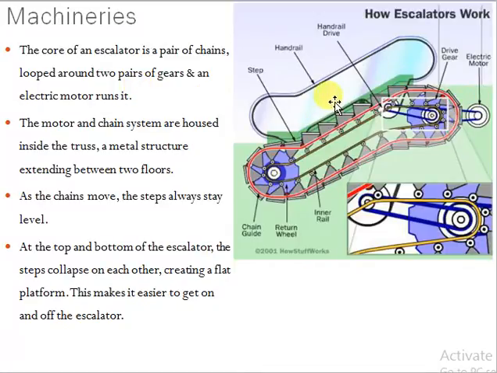So here is the arrangement. You see this yellow colored chain is the chain which actually makes these stairs move on the guide rail. So this red line is the chain guide or the guide rail. As the chains move, the steps always stay leveled. At the bottom and top of the escalator, the steps collapse on each other, creating a flat platform which makes it easier to get on and get off from the escalator.